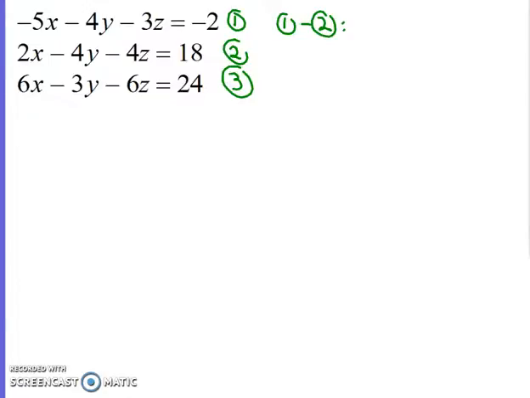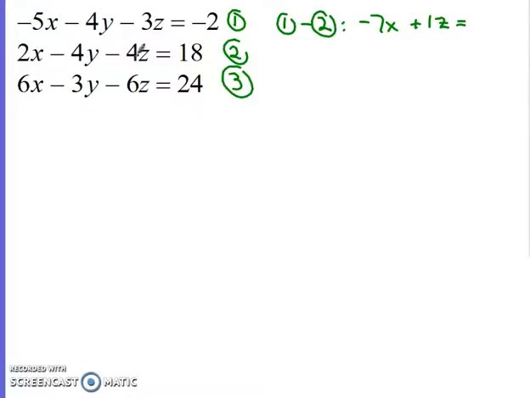Okay. So I've got to be careful, though. I got a lot of negatives flying around. So guys, especially, pay attention. Okay. Watch out for negatives. Okay. I've got negative 5 minus 2x, so that's negative 7x. Okay. Negative 4 minus negative 4 is 0. That's good. That's what we want. And then be careful. Negative 3 minus negative 4 is actually positive 1z. So plus 1z.